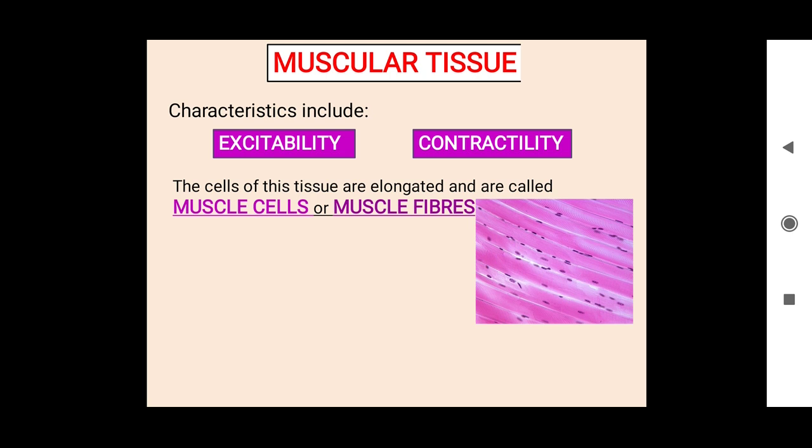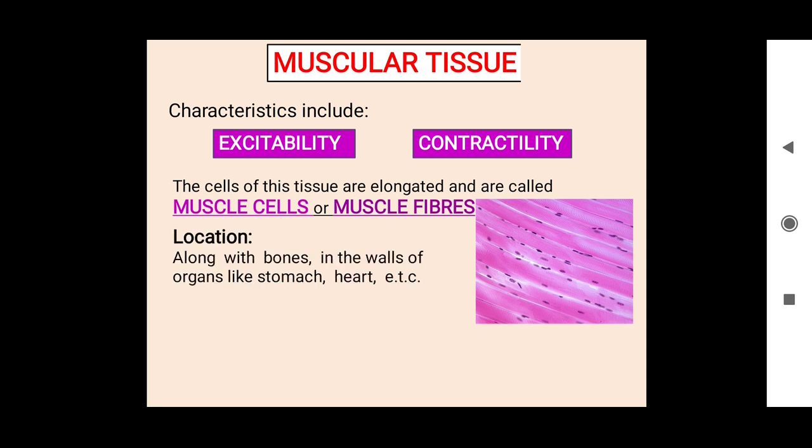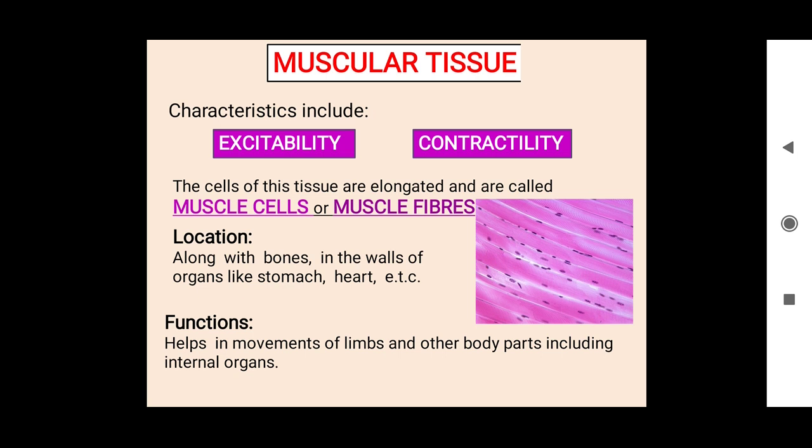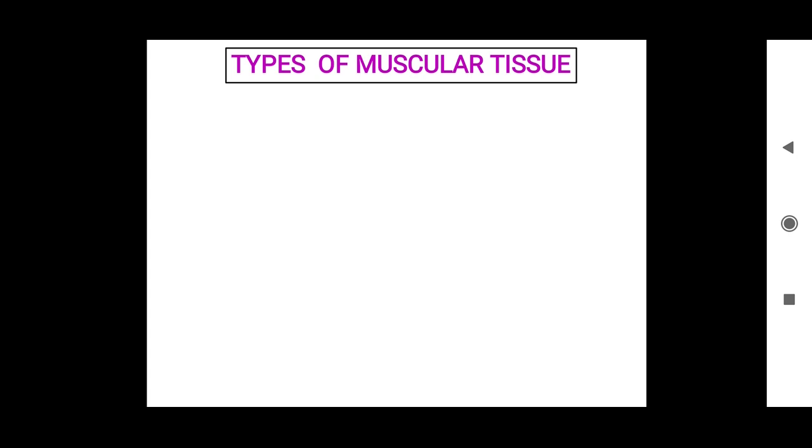Or when it contracts, say for example in your stomach, then it brings about movement of the stomach. So these are located along with bones, in the walls of organs like stomach, intestine, heart, which show contractions and relaxations. They are not there in the kidney and the lungs, for example. Then functions, they help in movement of limbs and other body parts, including the internal organs.